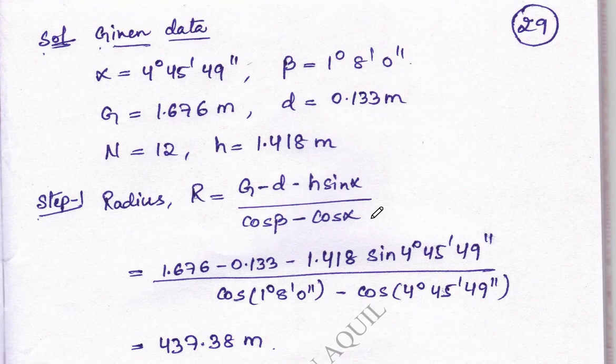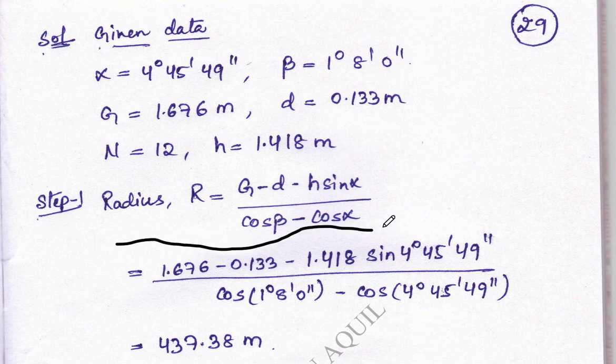Now moving towards the solution, we are writing all given data. Now step first, we are calculating radius capital R, which can be calculated by the formula G minus D minus S minus H sine alpha by cos beta minus cos alpha. By substituting all values which are provided in the problem, we are calculating radius capital R. This is step 1 completed.